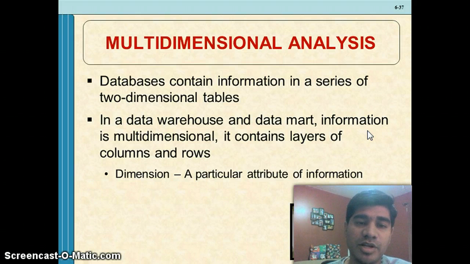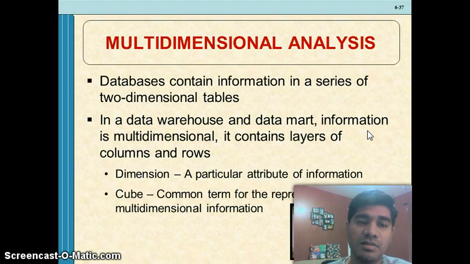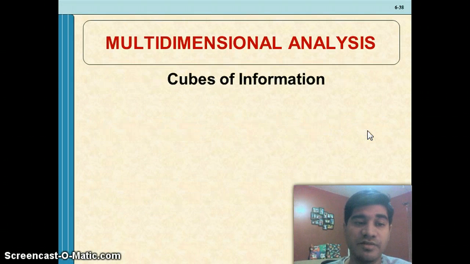So dimension is a particular attribute of information. And a cube is a common term for representation of the multidimensional information. I'll just show you how that is different. So we talk about cubes of information. I think users can slice and dice the cube to drill down to the information that they need.